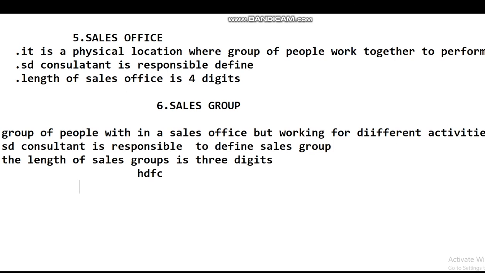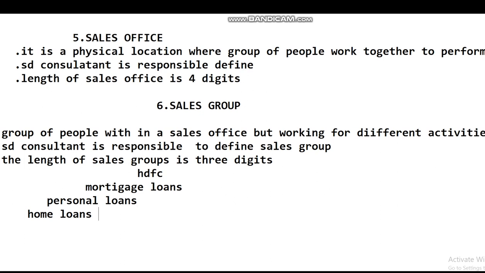So the team is working to approve the loan process. Let's take an example, HDFC Bank. They are working for loans, but there are different types of loans: mortgage loans, personal loans, home loans. These are the different types of loans.